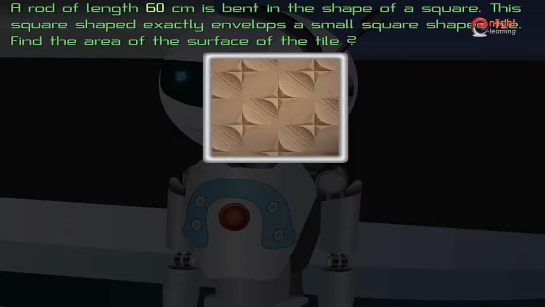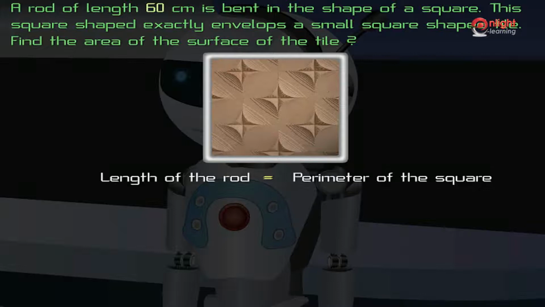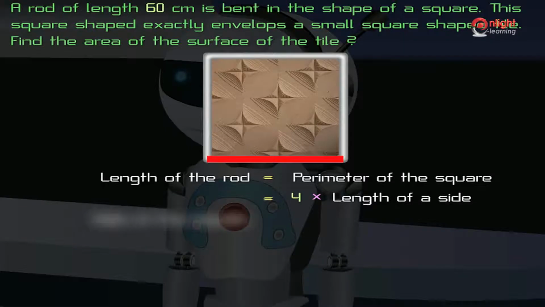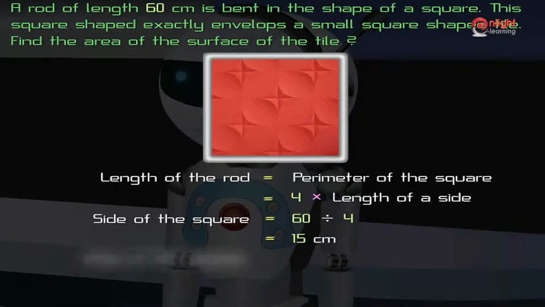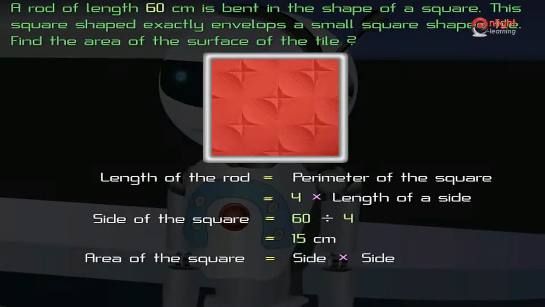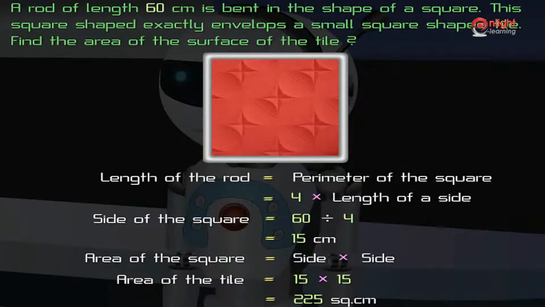Here, a rod bent in the form of a square is said to be exactly enveloping a square-shaped tile. Hence, the length of the rod in this case is equal to the perimeter of the square, which is equal to 4 times the length of the side of the square. Hence, side of the square is equal to 60 centimeters divided by 4, which is equal to 15 centimeters. The area of a square is equal to side of square multiplied by side. Hence, area of the tile is equal to 15 centimeters multiplied by 15 centimeters, which is equal to 225 square centimeters.